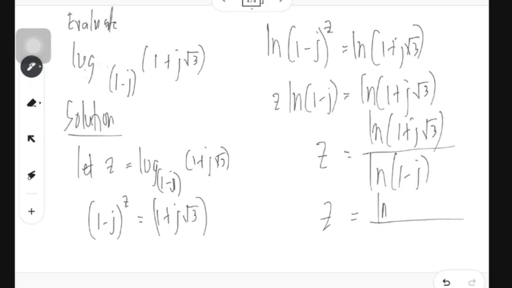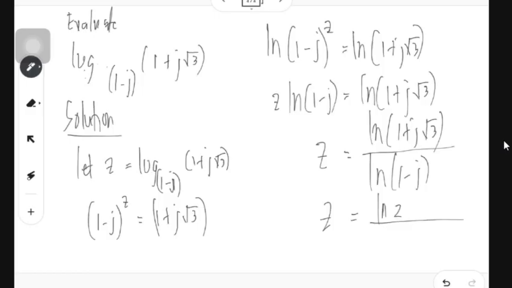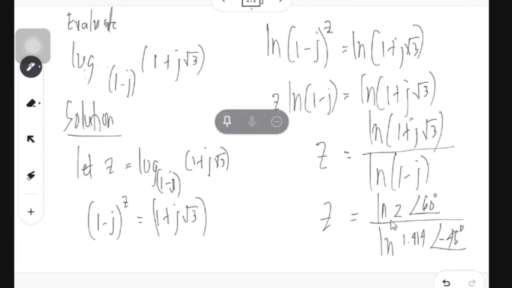Ilan? Parang 2 ito. 2 bar angle of what? 2 bar angle of 60 po. 60 degrees. What about the denominator? Square root of 2, and square root of 2 is 1.414 bar angle of parang negative 45 degrees ito. Sige nga, will you check? Yes po, tama po, sir. Now, convert polar to exponential.